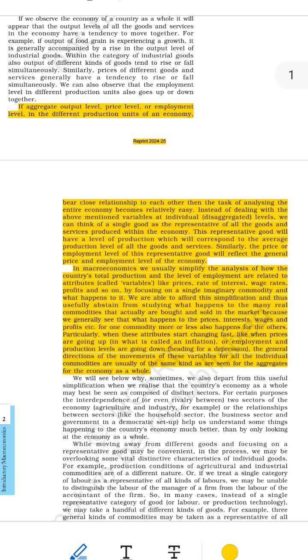Big idea. We are trying to understand how macroeconomics, the study of the whole economy, becomes easier when we use one imaginary product instead of thousands of real ones. 1. What is aggregate? Aggregate is a big word that simply means total or overall. Aggregate output equals total things made in the country. Aggregate price level equals the average of all prices in the country. Aggregate employment equals the total number of people with jobs.